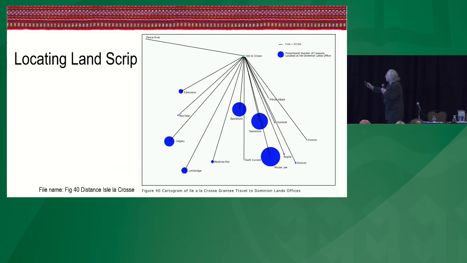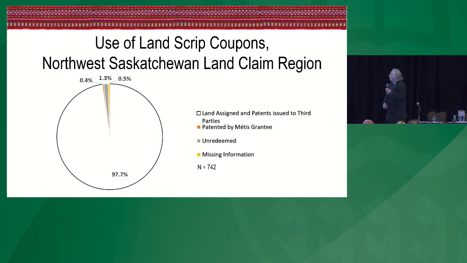Here is one for Portage La Loche and where they would have gone. Moose Jaw was really on their horizon. Calgary. Northwest Saskatchewan, when we look at the land script, the white part of the pie, 97%, they didn't get much of that pie. This is an empirical fact. It's not an impression, right? It's a fact.